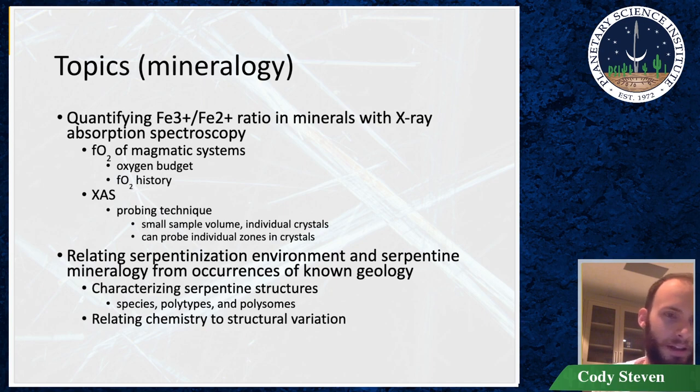So the two topics, one being the redox conditions, determining ferric-ferrous ratio in minerals, with the hope of being able to determine oxygen fugacity in magmatic systems so that you can ultimately figure out what the oxygen budget is of a system and potentially even the oxygen fugacity history, because X-ray absorption spectroscopy is a probing technique. It only needs very small sample volumes, and you can even probe individual points within a crystal. So potentially the closure temperature of that zone.